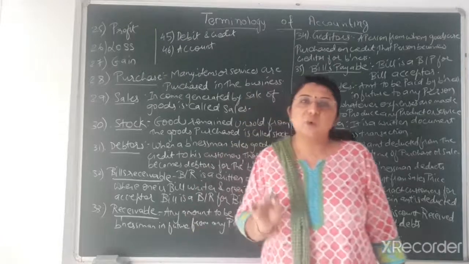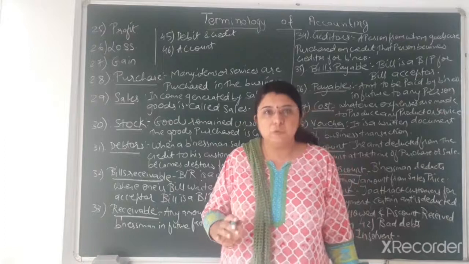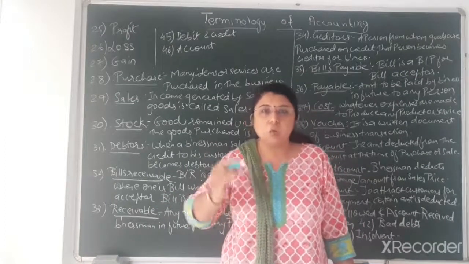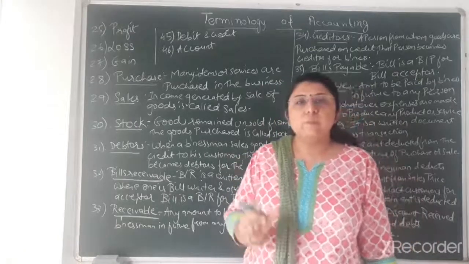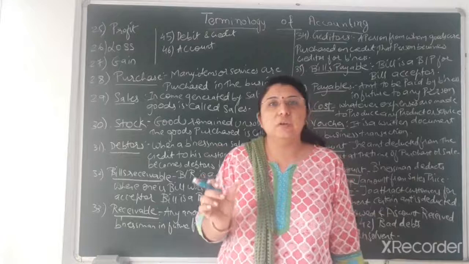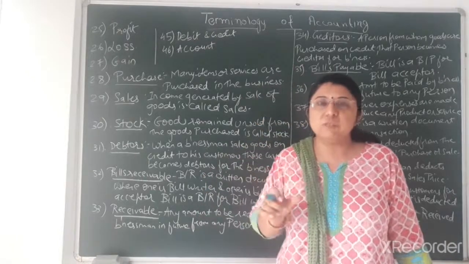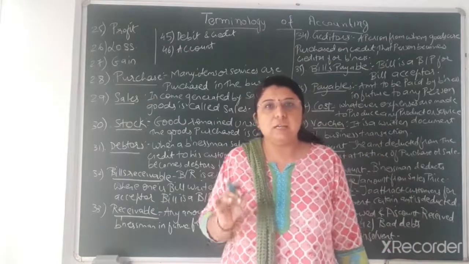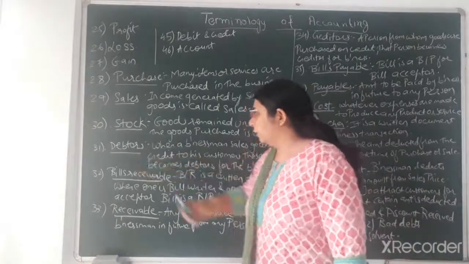Suppose we have manufactured 1 lakh units of goods, and out of that 1 lakh units of goods, 75,000 units of goods have been sold out. So at the end of the accounting year, what would be the stock? That is 25,000 units of goods, that becomes the stock. It means the goods that are lying with us, that are not sold out at the end of the accounting year, that is called the stock. Okay. Next one, that is debtors.